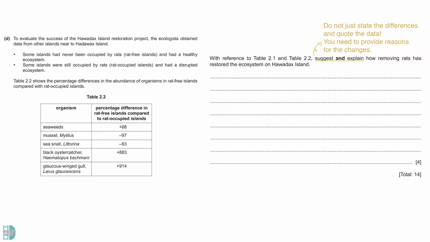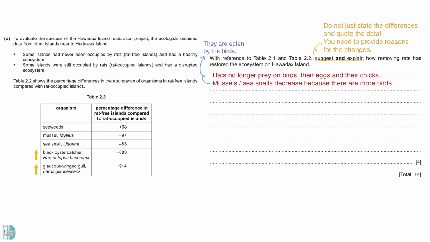The table shows that both species of birds increase. This is because the rats are the predators of their eggs or chicks. If the birds increase, they will consume more mussels and sea snails, so their number decrease. Mussel and sea snails feed on seaweed, so their decrease will cause an increase in the abundance of seaweed. These 3 points are the explanations for the changes using the food chain.